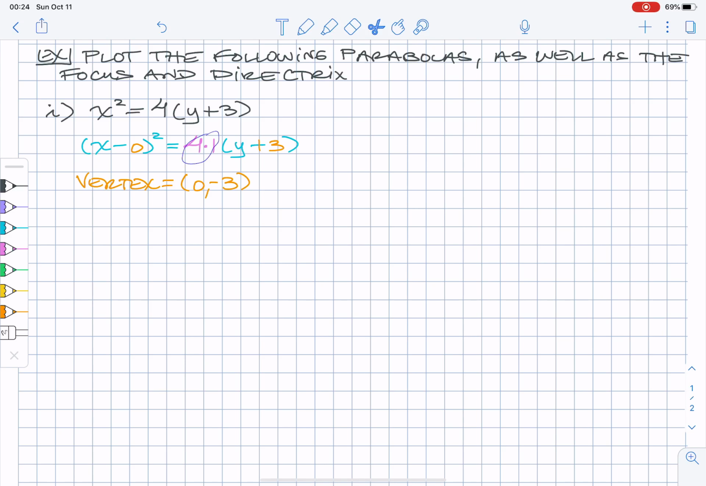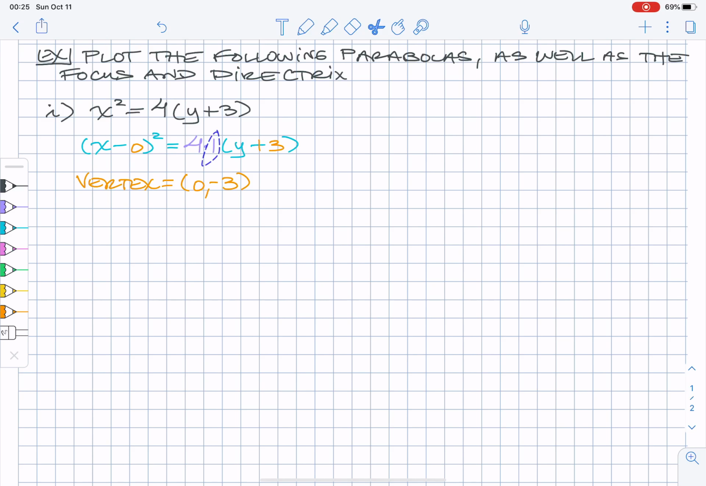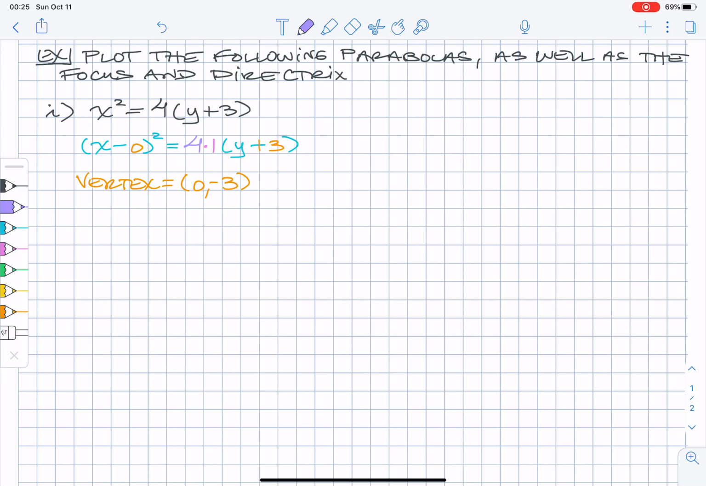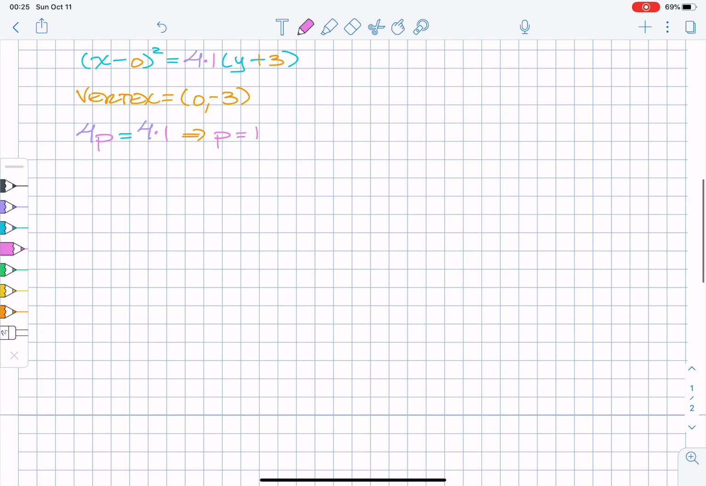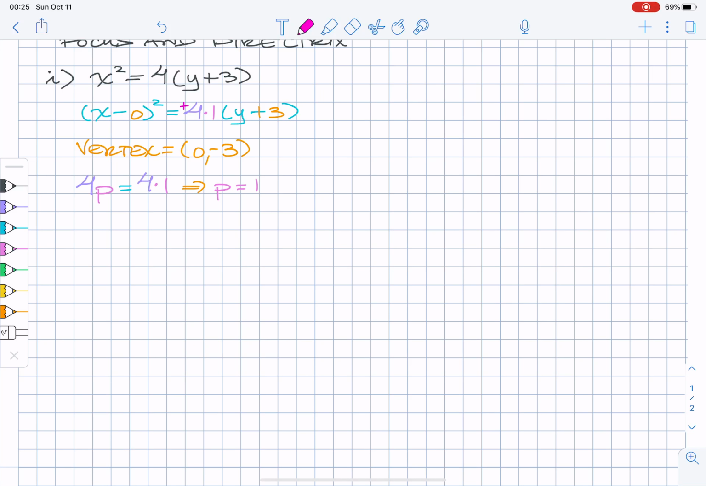I'm going to do this in purple and this in pink. So I know that 4 times p is given as 4 times 1 in our case. So that means that p is equal to 1. And because this is a positive 4, and it's x squared positive, it opens upwards. This is what my parabola will look like.